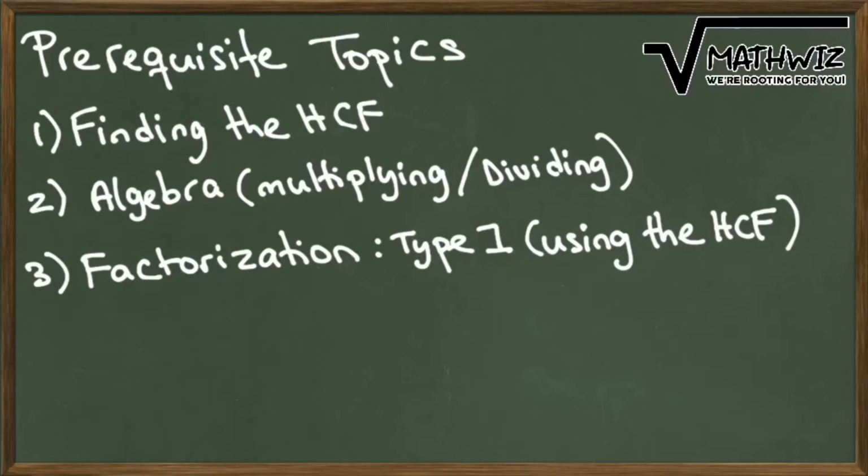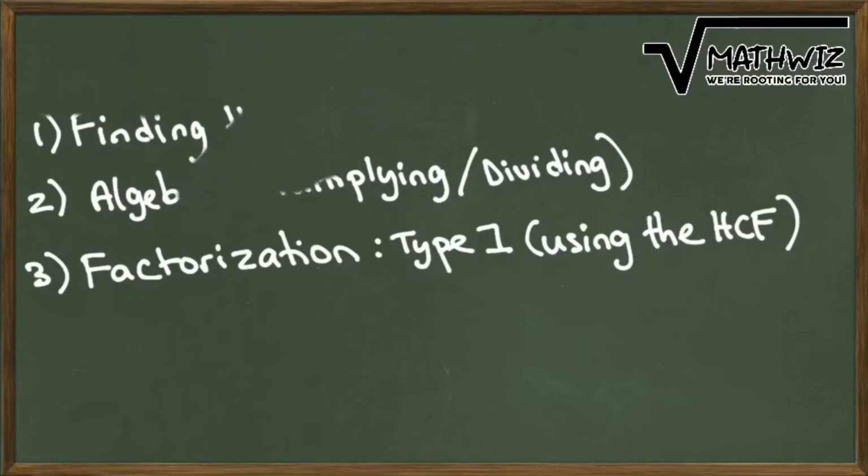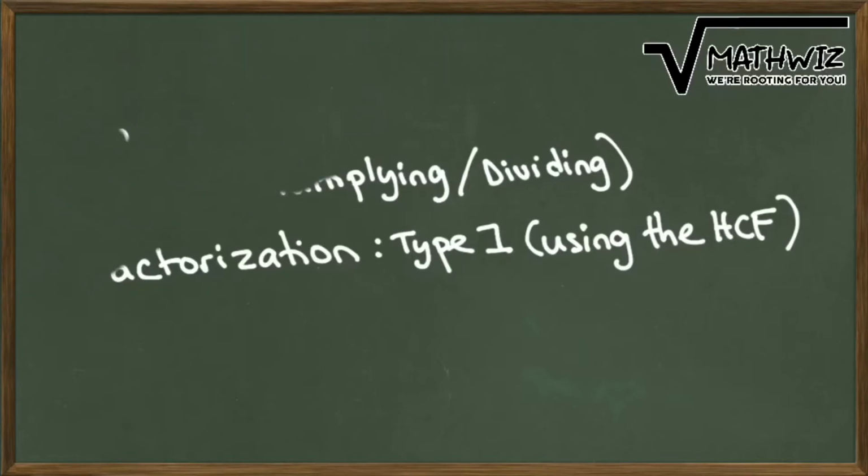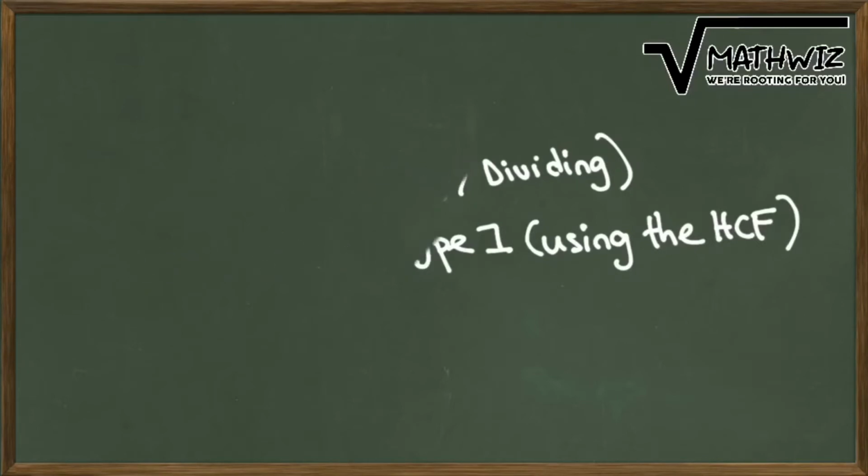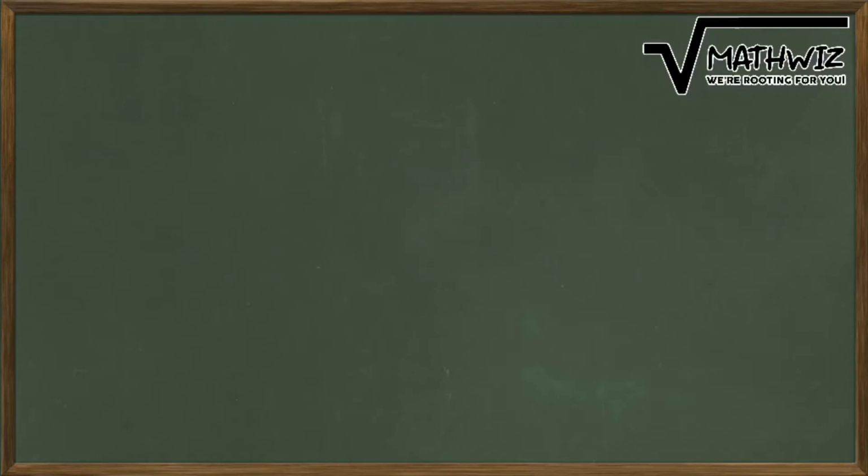And then the last thing I believe you would need before you're able to attempt these questions confidently would be our factorization video. As I said, here at MathWiz Academy, I've split it up into type 1, 2, 3, and 4. So this is what I would consider type 1, which is using the highest common factor. So provided you have gone through all those things and you've mastered it and you are good to go, then I do believe you are ready for today's lesson. For those persons who are returning, welcome back.